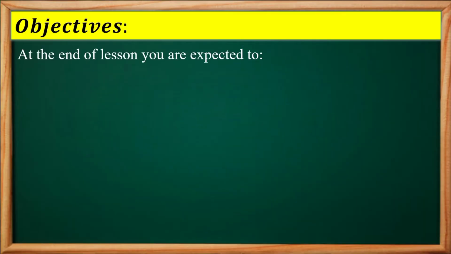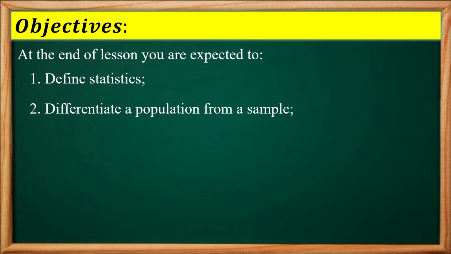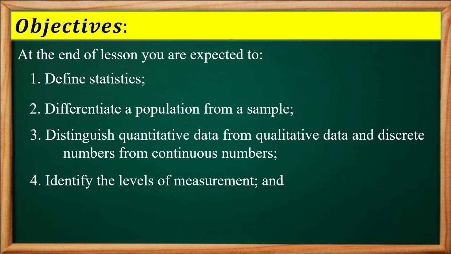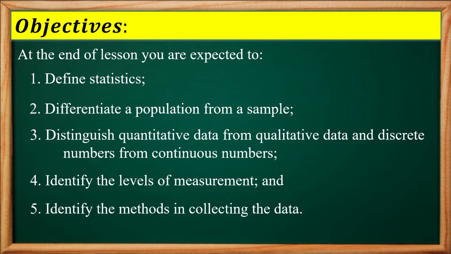Now the objective for this video: at the end of the lesson, you are expected to define statistics. Second, differentiate a population from a sample. Third, distinguish quantitative data from qualitative data and discrete numbers from continuous numbers. Number 4, identify the level of measurements. And number 5, identify the method in collecting the data.